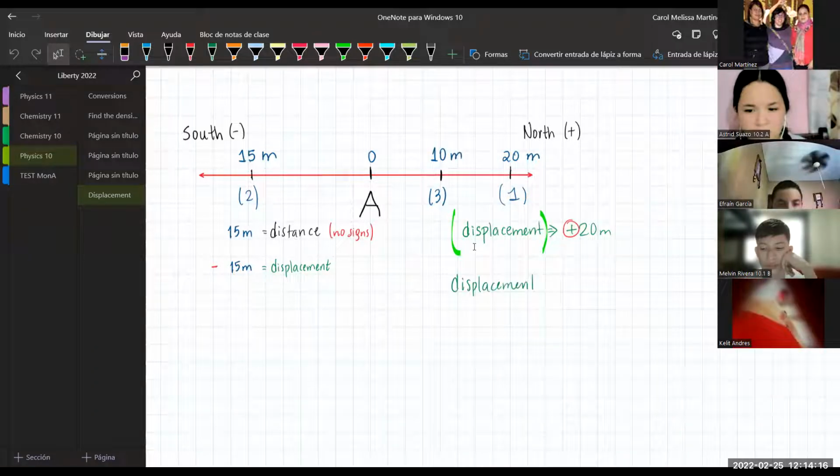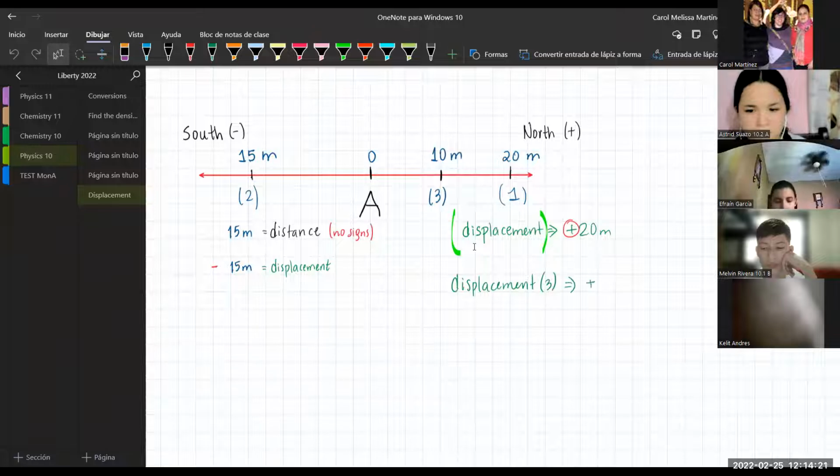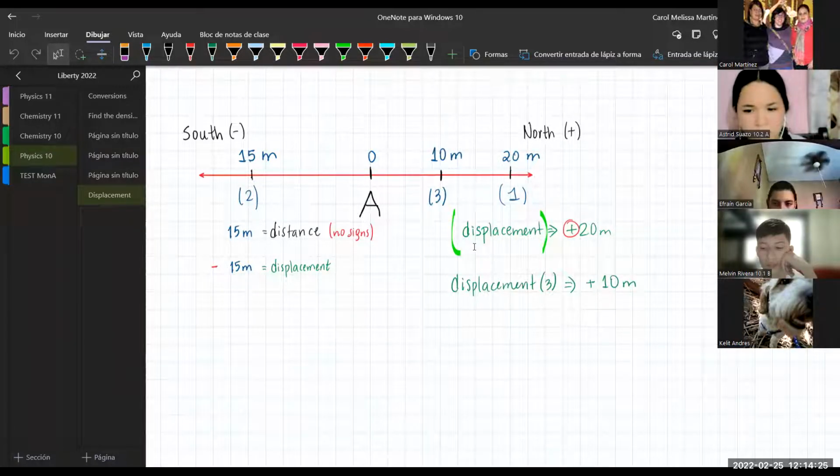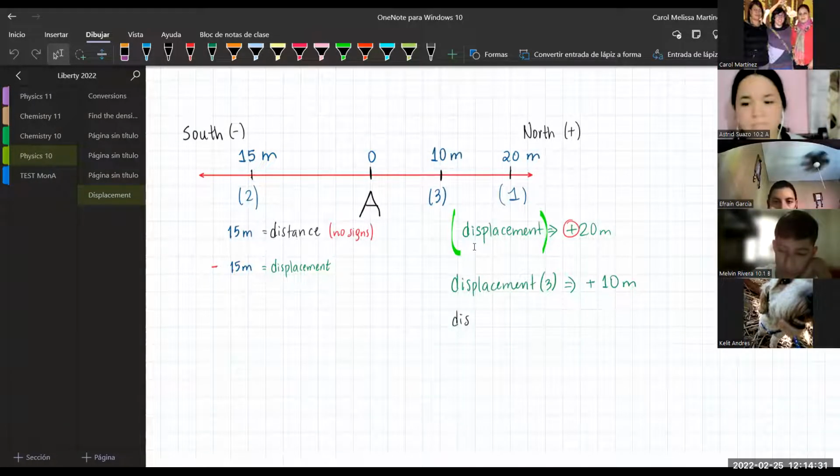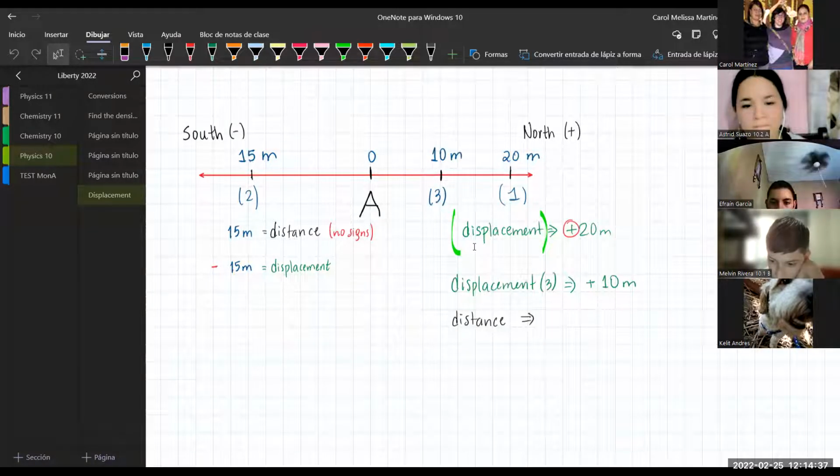To the point 3 is going to be plus 10 meters. If I talk about the distance, what is going to be the distance from A to number 3? 10 meters. So that's what I want you to see. I want you to notice the difference between the two things.